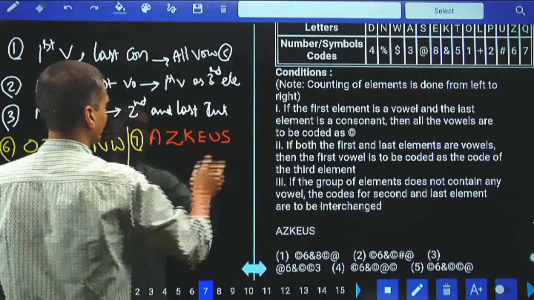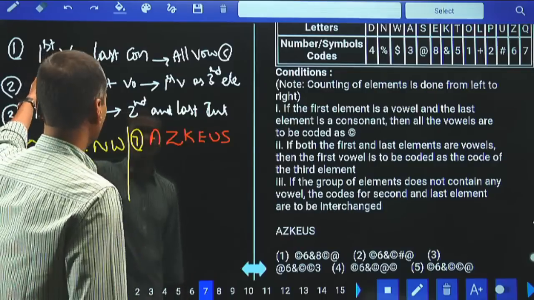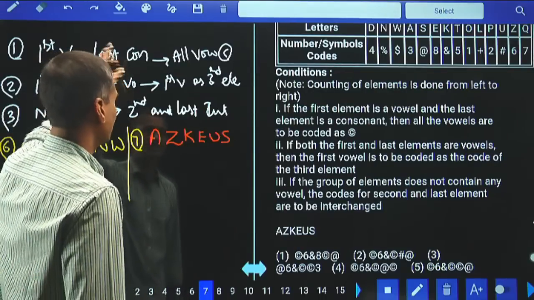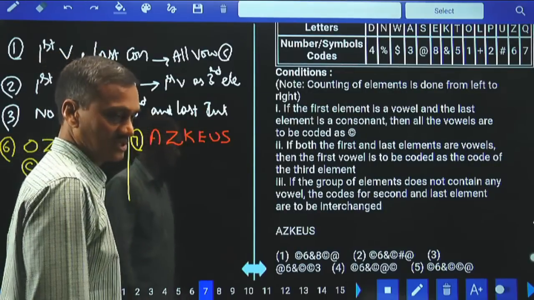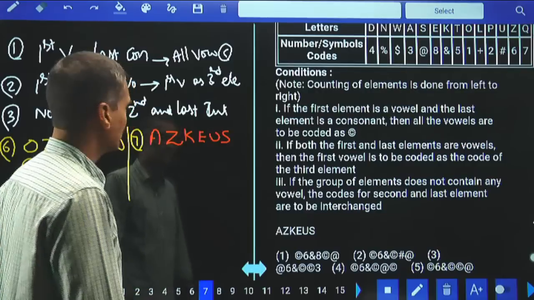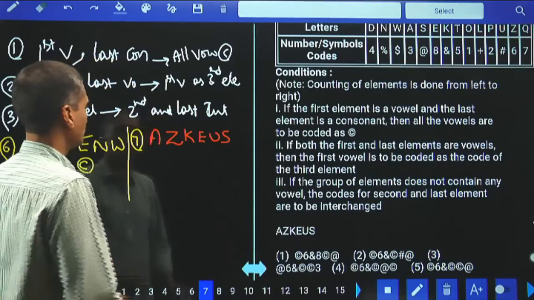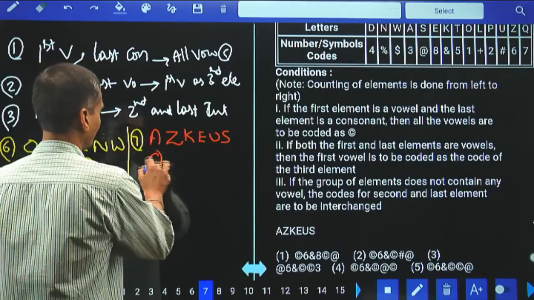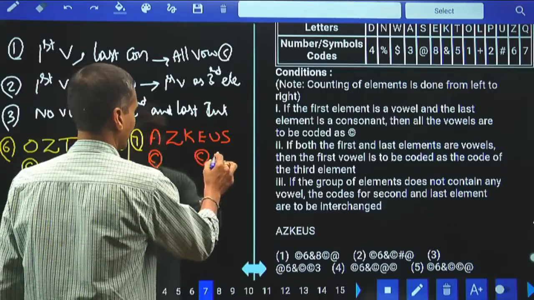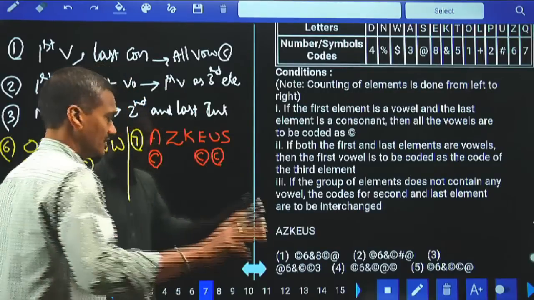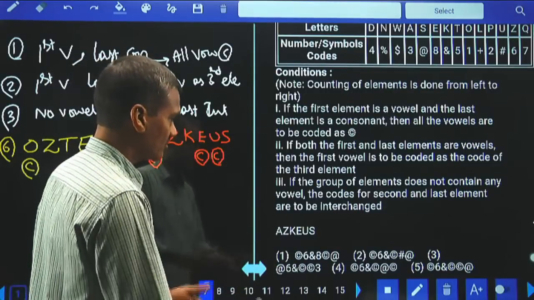AZKEUS. According to this one, first vowel, fine. Last consonant, as again it comes under rule number 1. As it comes under rule number 1, then all the vowels should be written as copyright. Now the first, 4 and 5, for all these 3, that means copyright. Then check out the choices.